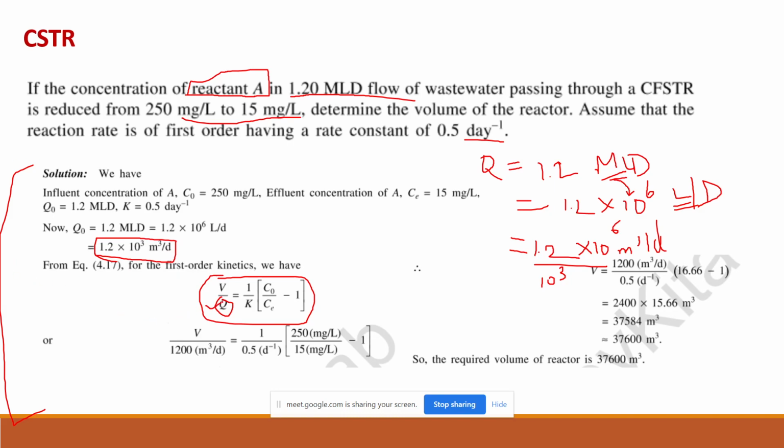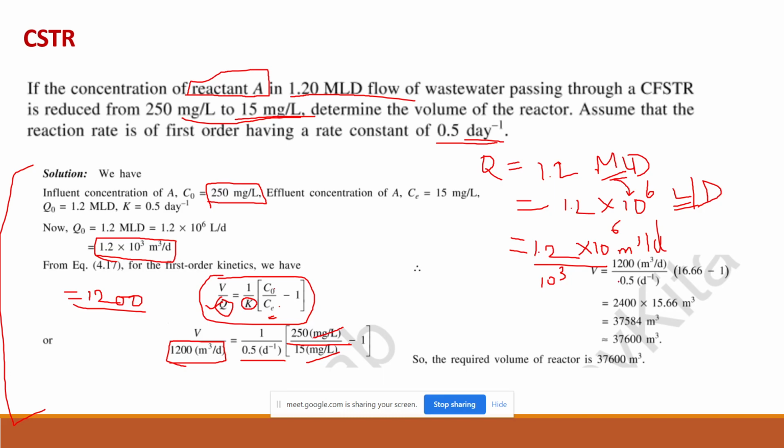Okay, so Q is provided. We have Q, that is 1.2 into 10 to the power 3, or this will be 1200. Yes, it's 1200. Then 1 by K. K is already provided, 0.5 day inverse. You just simply put 0.5 day inverse. Then C naught by CE. C naught is the initial concentration, so initial is 250 mg per liter. You have 250 mg per liter by CE, which is final, 15 mg per liter. So 250 mg per liter by 15 mg per liter, minus 1. You see this will automatically get cancelled.